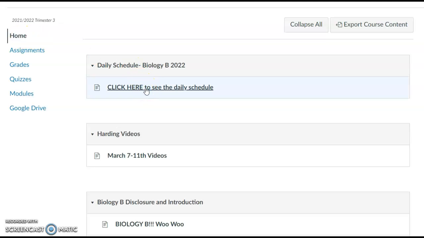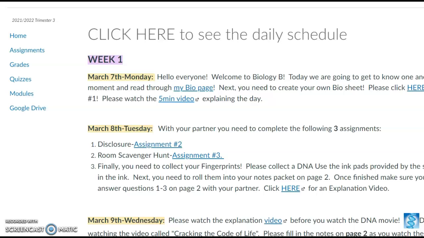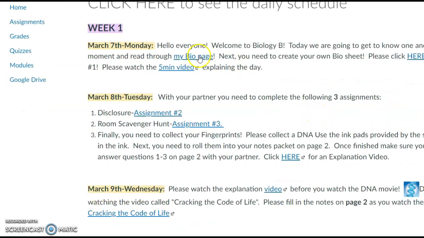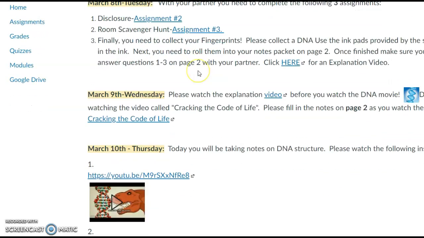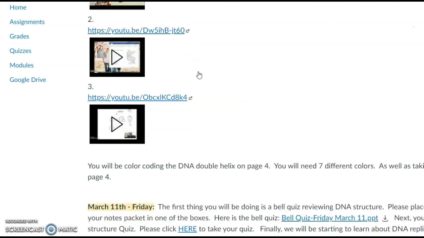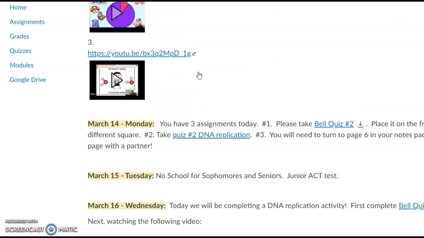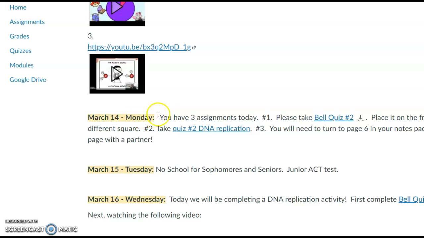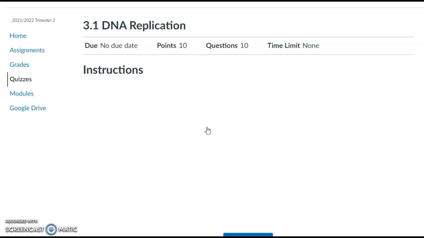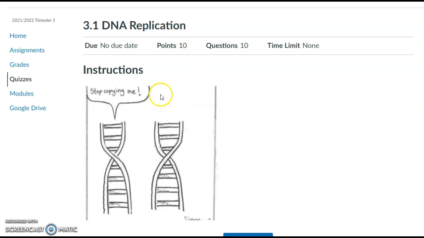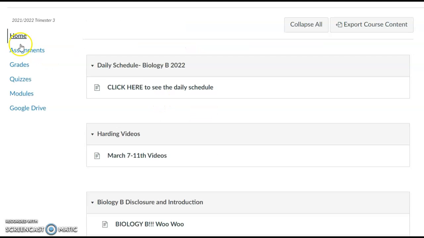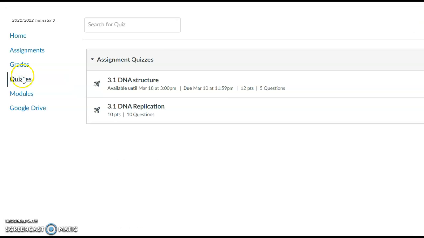You can click on the schedule. I kind of like to go to the schedule because I like you to see where all this information's at, where you can find out exactly what we're doing day to day. So I'm going to scroll down here to Monday, and there is your DNA quiz, okay, on DNA replication. 10 points. Or, obviously, you can go the quiz route a lot quicker. And that's your quiz. You're taking 3.1 DNA replication.